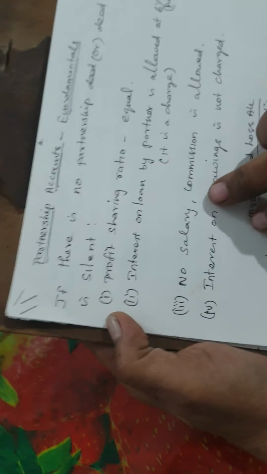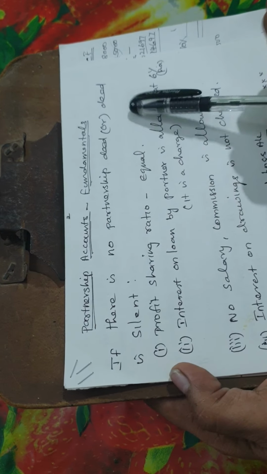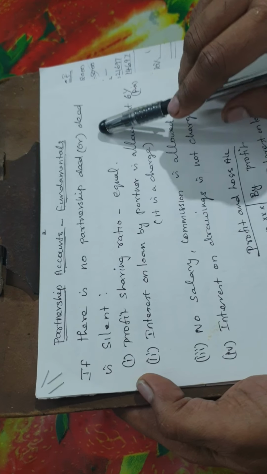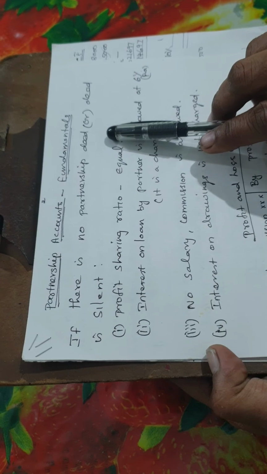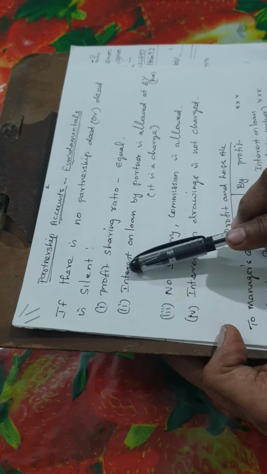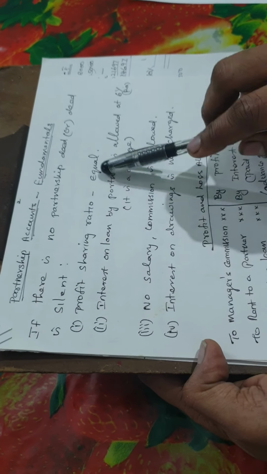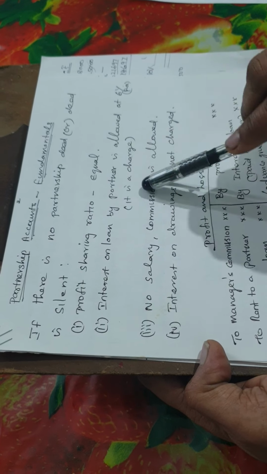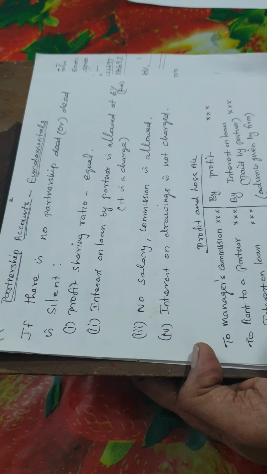First, we will see the partnership deed. What is partnership deed? It is a document containing the agreement. Already you have learnt in 11th standard. If there is no partnership deed or the deed is silent, some conditions are given. Profit sharing ratio will be equal. So nothing is given in the sum means the ratio should be taken as 1:1.